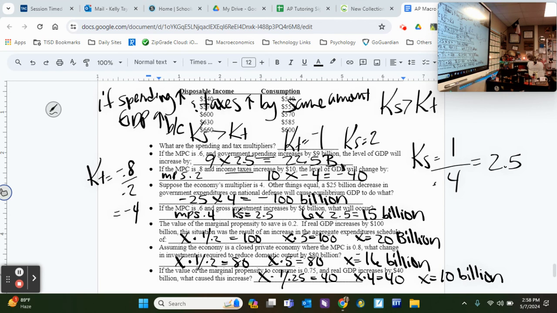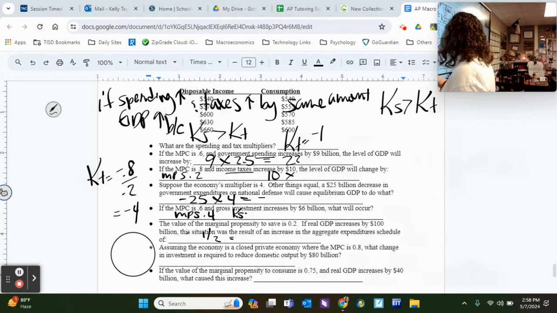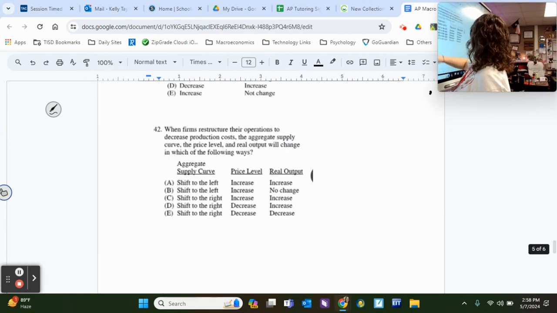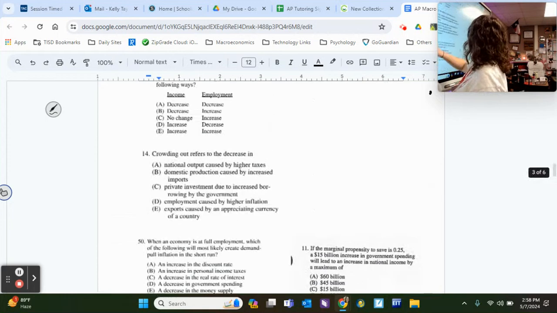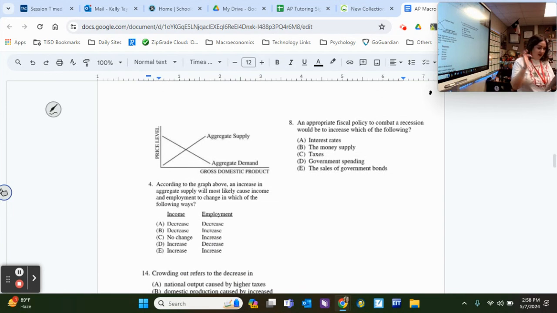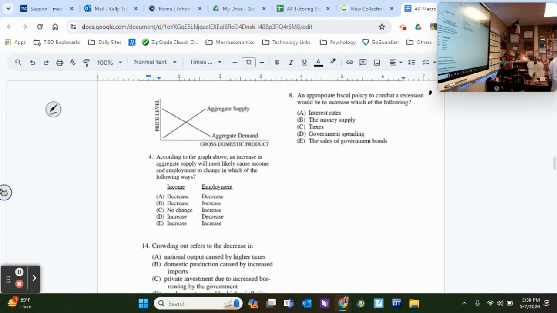Anything else on this page before we practice some multiple choice questions? Okay, let's go to the very front of the multiple choice, so we're not totally working backwards. The front of multiple choice looks something like this. It starts off with an aggregate supply and demand graph. There are 5 questions on this page. I'm going to give you about 5 minutes to work on that, and then we're going to share our answers and then work each problem out.